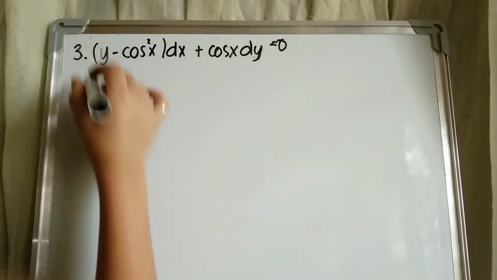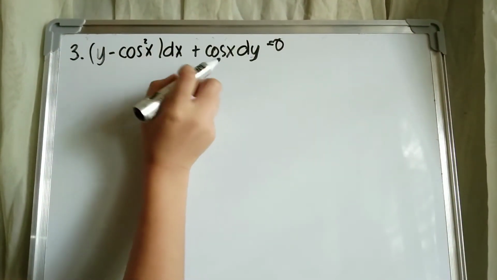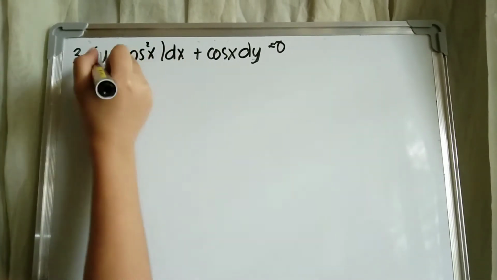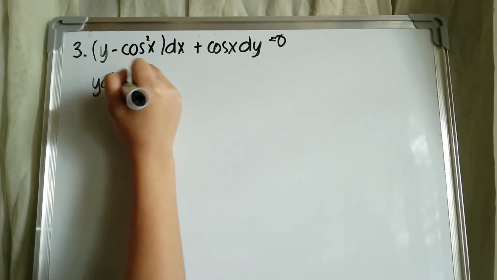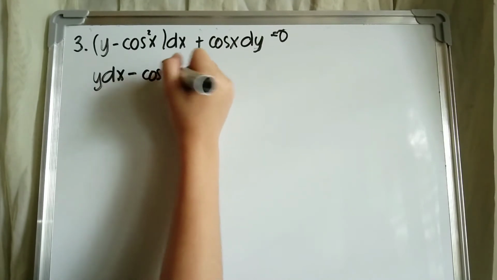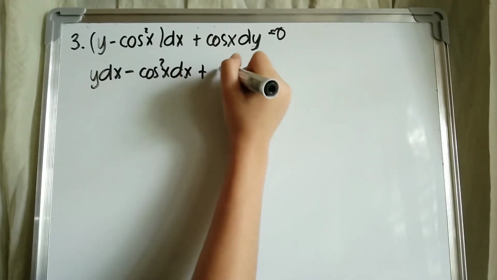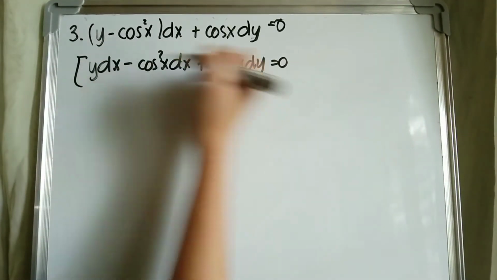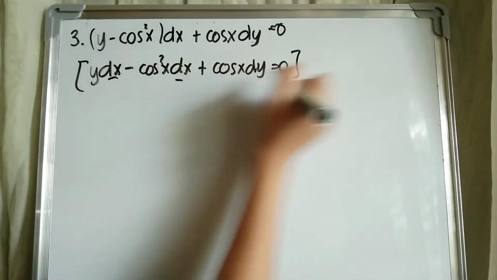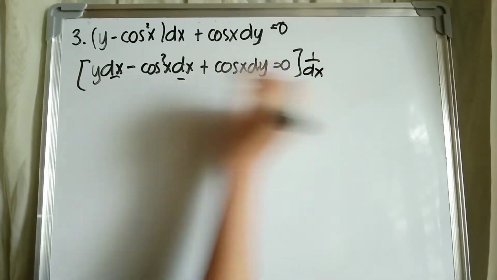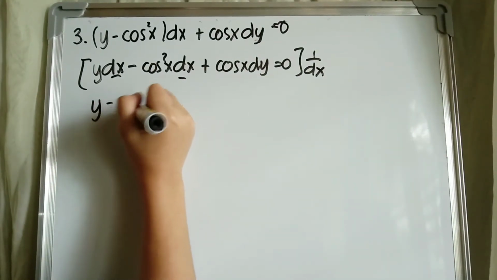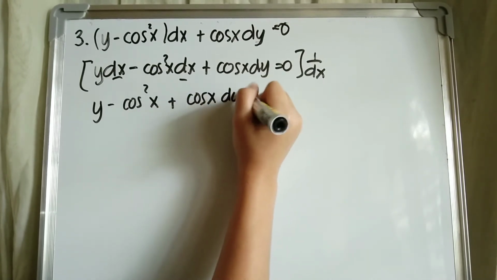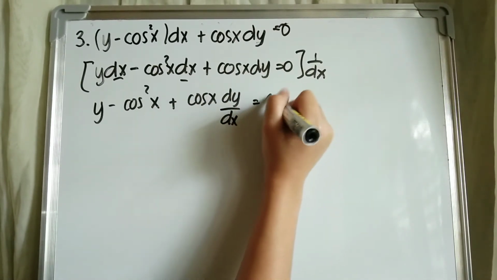Example number 3, y minus cos squared x dx plus cos x dy is equal to 0. So first is to distribute this dx to our inner term. This will become y dx minus cos squared x dx plus cos x dy is equal to 0. And then we can eliminate both dx here by dividing both sides by dx. This will become y minus cos squared x plus cos x dy over dx is equal to 0.